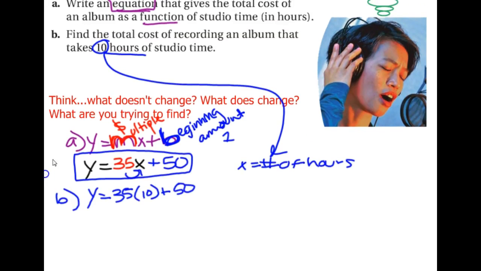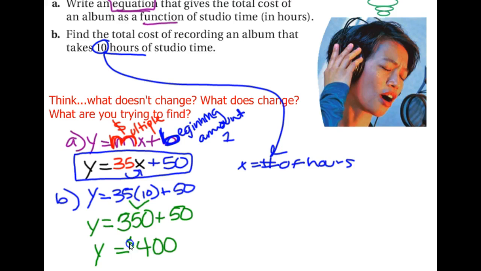So we don't need a calculator for this. 35 times 10, you're just multiplying by 10, so putting a 0 on the end, 350. And then plus 50, 350 plus 50 would give you a total of 400. So it costs you $400 to rent the studio for 10 hours.